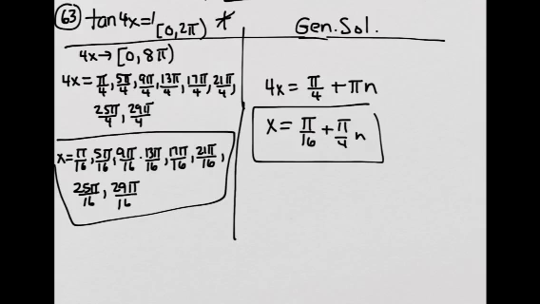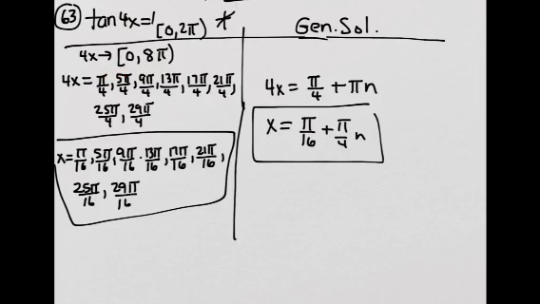Alright, tangent, for number 63, tangent is 1 in quadrants 1 and 3. And so you have that right here. So the 4x means that you're going to extend the domain from 0 to 2 pi to 0 to 8 pi. So that means you're going to go around 4 times. So that means you're going to have 8 answers, because there's 2 for every rotation. So here's the first rotation, the second, the third, and the fourth. And what happened each time is I added 2 pi to each of the 2 previous answers.